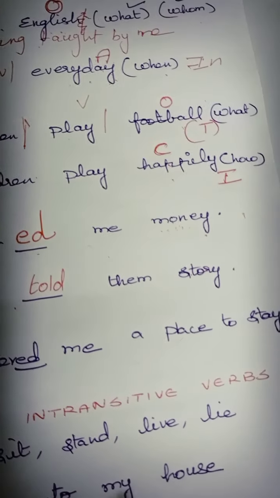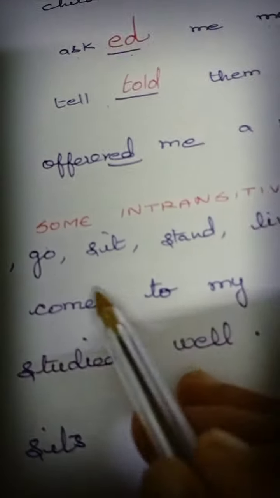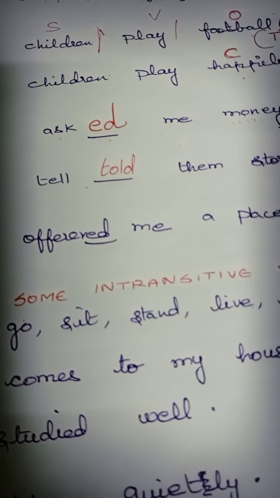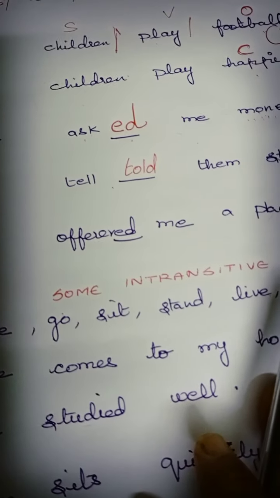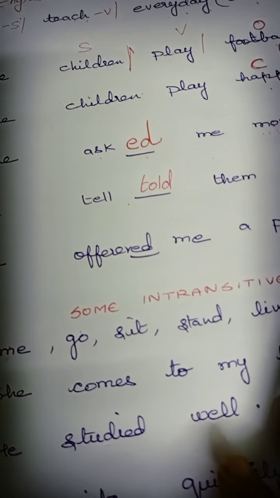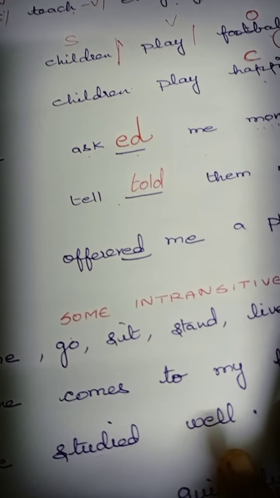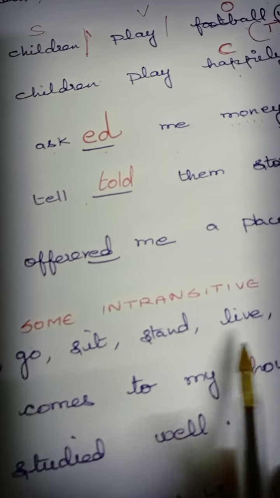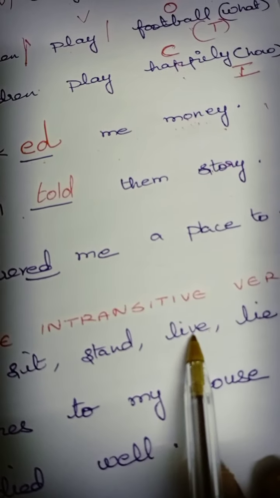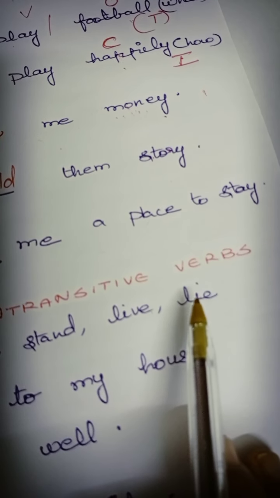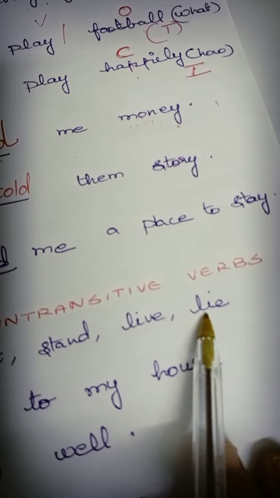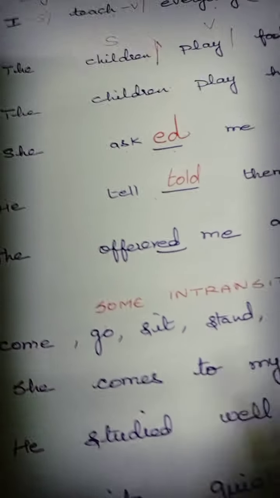Now, shall we see some intransitive verbs, children? For example: come, go, sit, stand, live, lie, and many other things like that. For example, "she comes." After "come," can we give any object? We can't. "She comes daily," I can give. It's an adjunct. "He goes daily. He sits properly. He stands nicely. They live together. And we live in the ground floor." Like that. But there is no object, so I cannot change it.